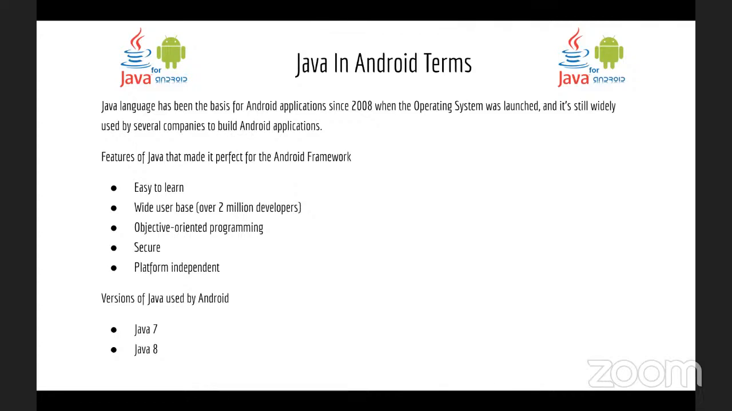Java was really easy to learn. There were a lot of developers already using Java, so it was a no-brainer. We have a lot of people here already, so let's focus on that. It's an object-oriented programming language. It's secure, since a lot of people were already using it, security considerations were already put in place, so it's not easy to break your code.